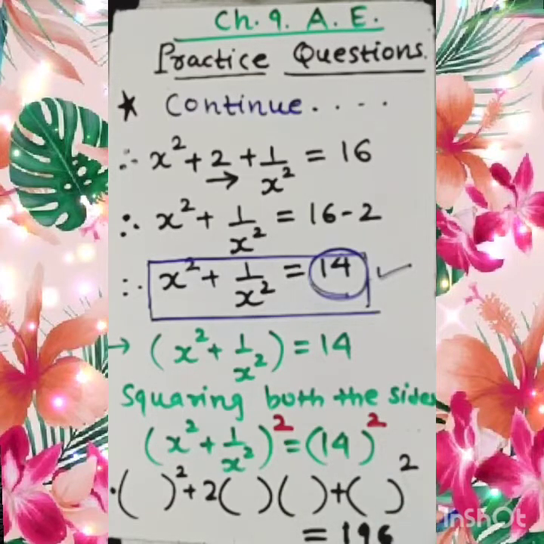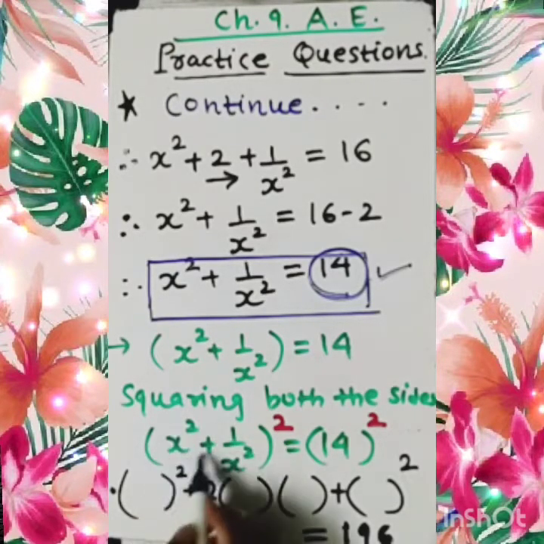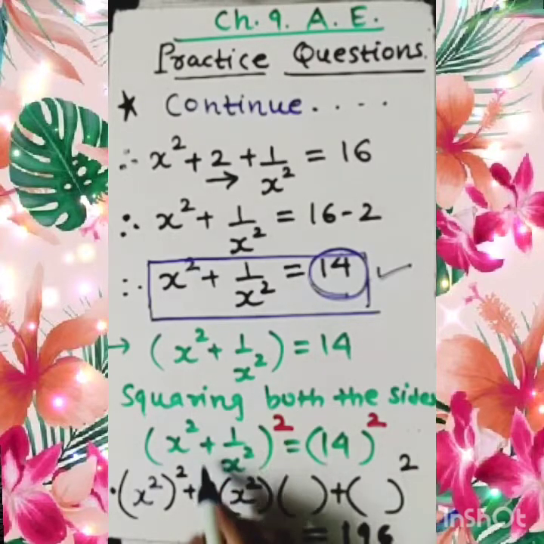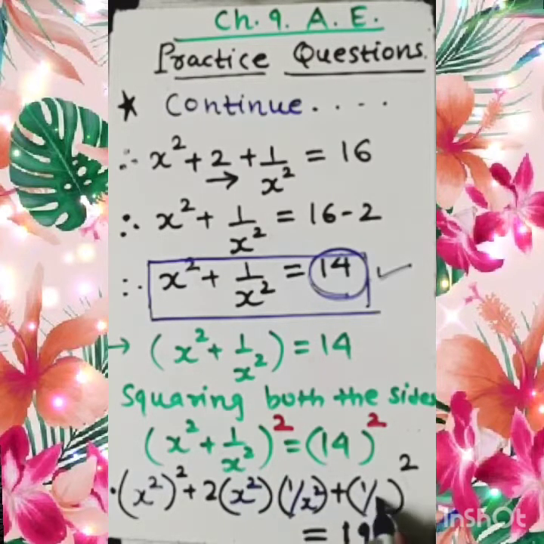Now what about this a? How to go with this a? We know that a means the first term. The first term is x square, so I am writing x square. This is also the first term, so x square I am writing. What is b? b is 1 upon x square. What is b here? That is also 1 upon x square. So my dear student, we need to simplify this full term now.